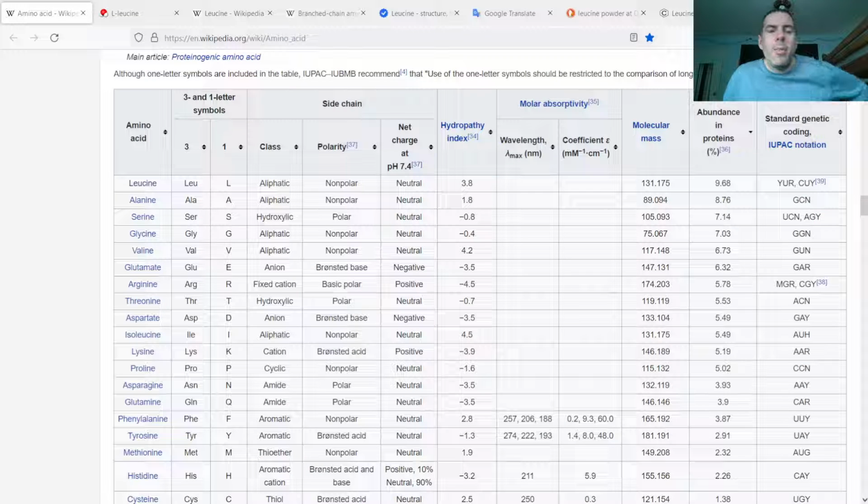All right, I'm going to talk about the amino acid leucine. So here's the table of amino acids from the Wikipedia page for amino acids, and I've sorted it by abundance in proteins by percent. So, roughly 10% of proteins, taking pretty much every protein you can think of into account, is going to be leucine.